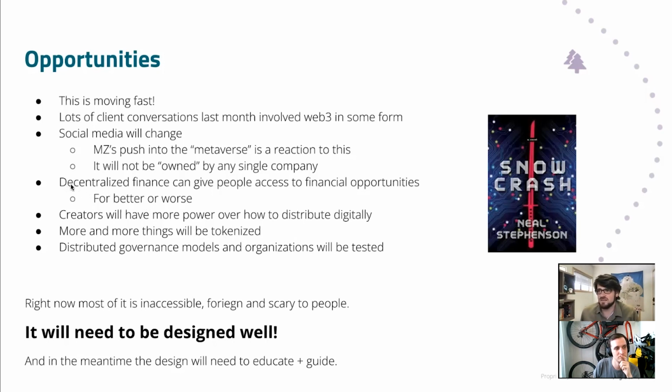So I think what's already happening is decentralized finance is giving people access to financial opportunities, for better or worse. Because it's permissionless and open to anybody, there are a lot of bad actors in it, and everybody's heard of crypto scams. From a consumer financial protection perspective, people are way over-leveraging themselves and doing really stupid things financially.